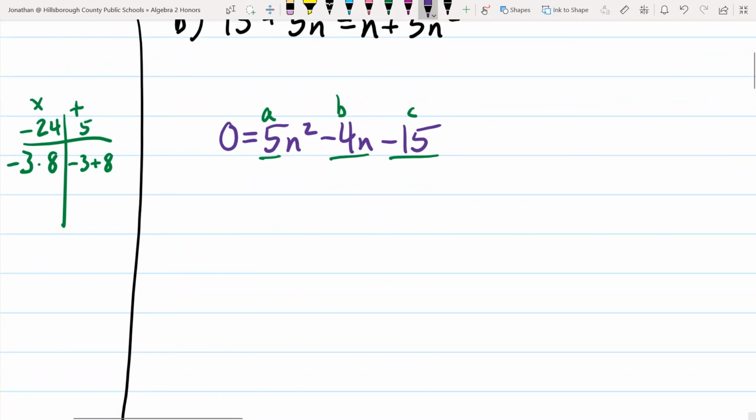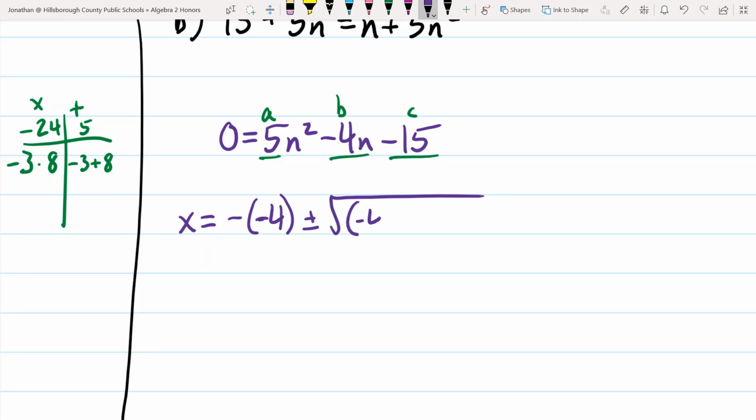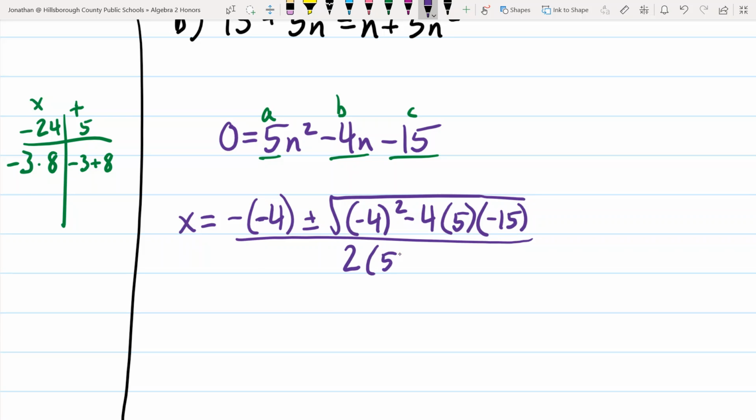Let's see here. X equals negative b. I feel like whenever I do these, b is already negative. Plus or minus the root b squared minus 4 times a times c all over 2a. Okay. Negative 4 squared is 16. Negative 4 times 5 times negative 15. Let's see what we get. That's 300. Positive.